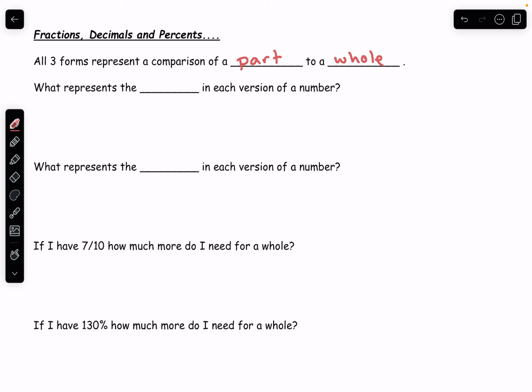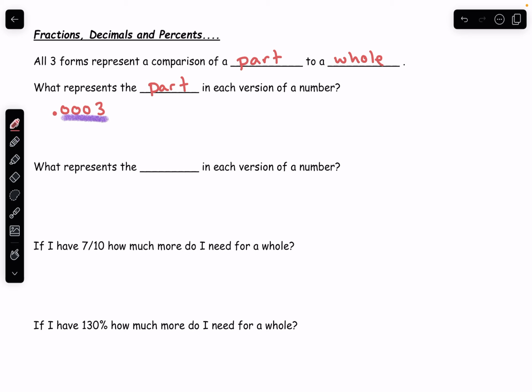Now, what represents the part in each version of these numbers? So let's start with the decimal, 0.0003. I don't know, that can be our number, our decimal. So what in this number represents the part? If I'm comparing a part to a whole, where is the part? The part is pretty easy because it's what comes after the decimal. So everything to the right of the decimal is the part of this number.